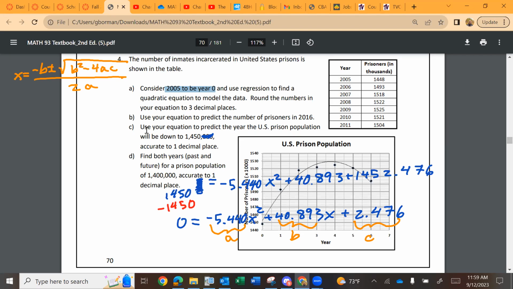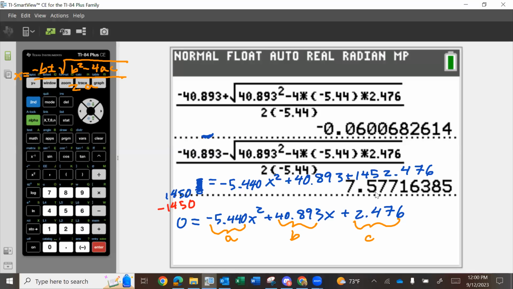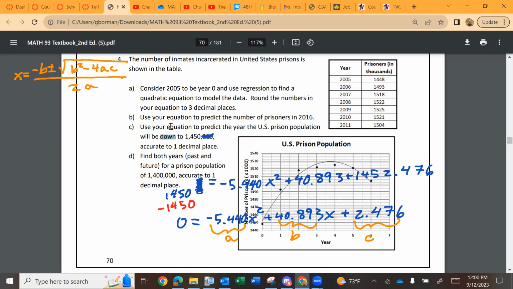But let's look at the wording of part C. It says, use your equation to predict the year the prison population will be down to 1450. They only want a single year. Well, when will it be down to that? That'll be over here where the function is coming down. So that'll be our second answer, which would be the year 7.6. So about halfway through year number 7. Year number 7 is going to be the year 2012. It says to 1 decimal place, so you would say year number 7.6 for part C.